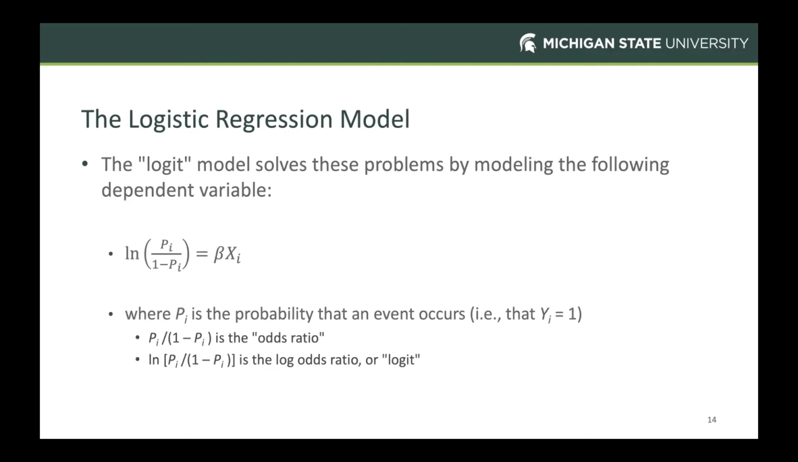And so to mitigate that, instead of trying to model y directly, we are going to model the probability of y being equal to 1, okay? And so we do that by working with what's referred to as the logit. And so the logit is basically just a log transform of the odds of an event occurring, okay?